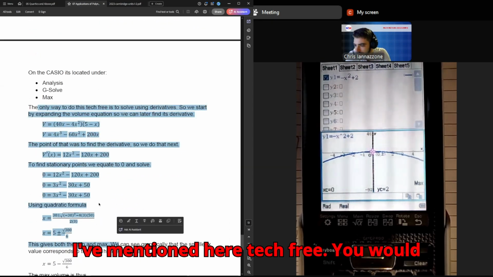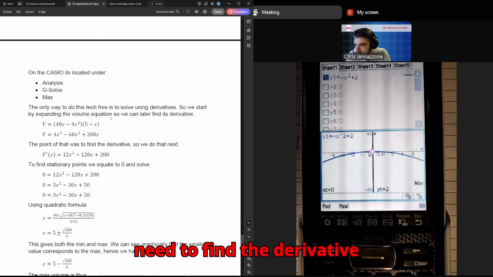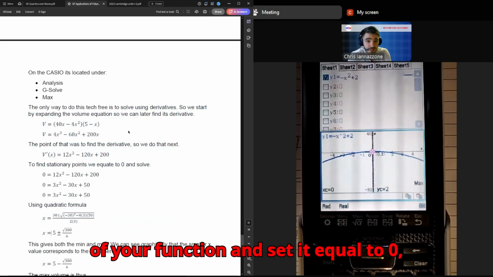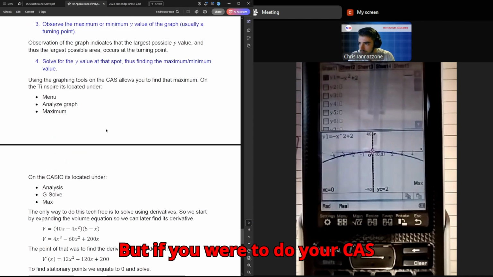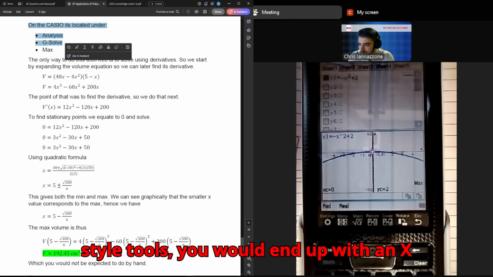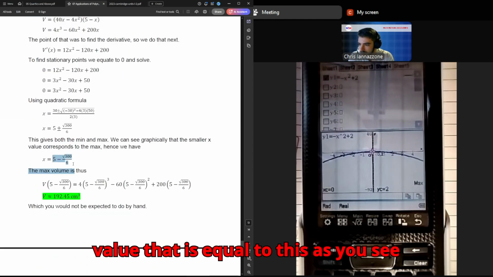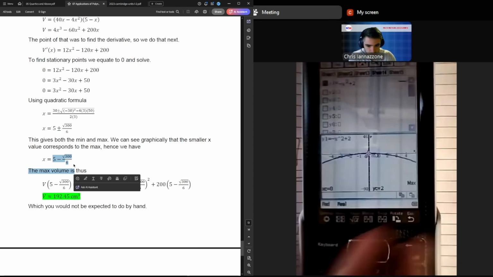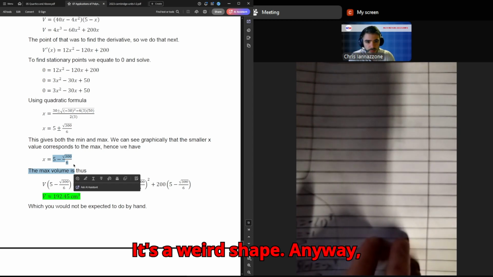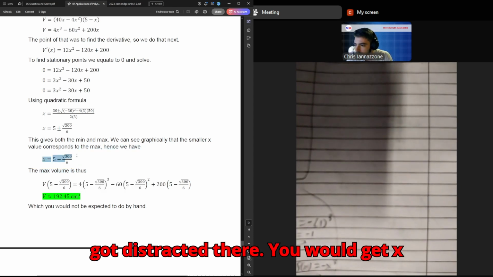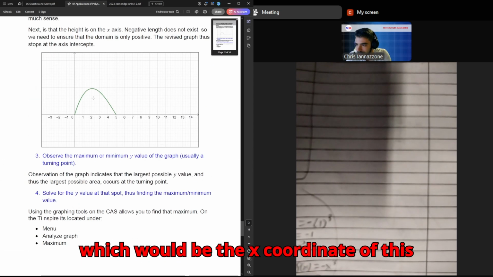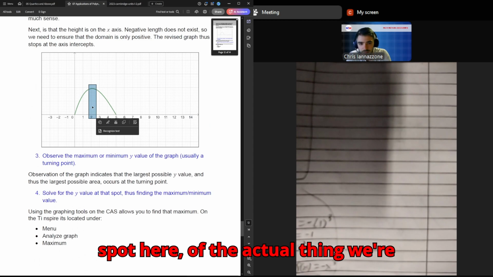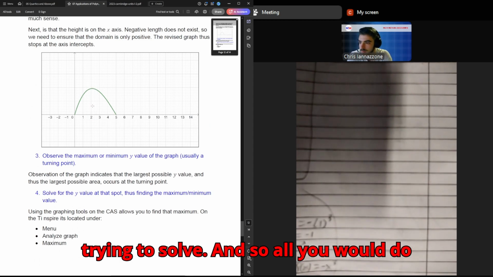I've mentioned here, tech-free, you would need to find the derivative of your function and set it equal to 0, which you wouldn't really be asked to do. But if you were to do your CAS-style tools, you would end up with an x value that is equal to this, as you see here. Why is that? Huh. It's a weird shape. Anyway, got distracted there. You would get x equals 5 minus root 300 on 6, which would be the x coordinate of this spot here, of the actual thing we're trying to solve.